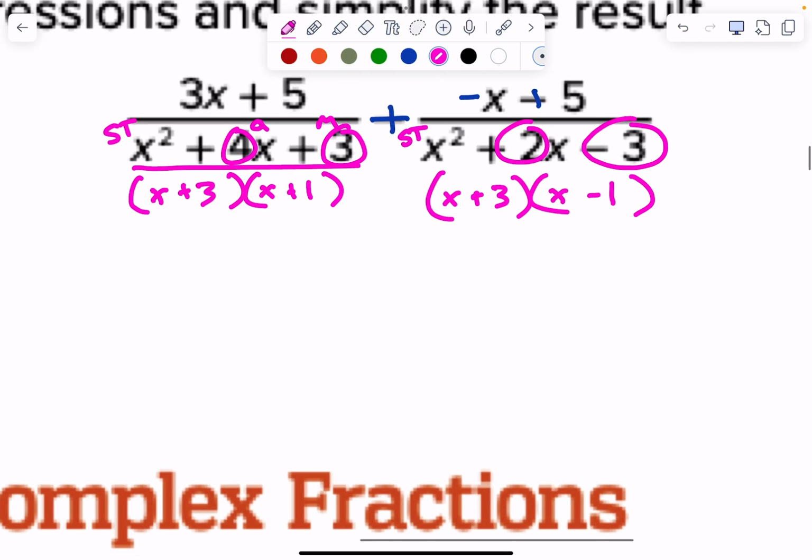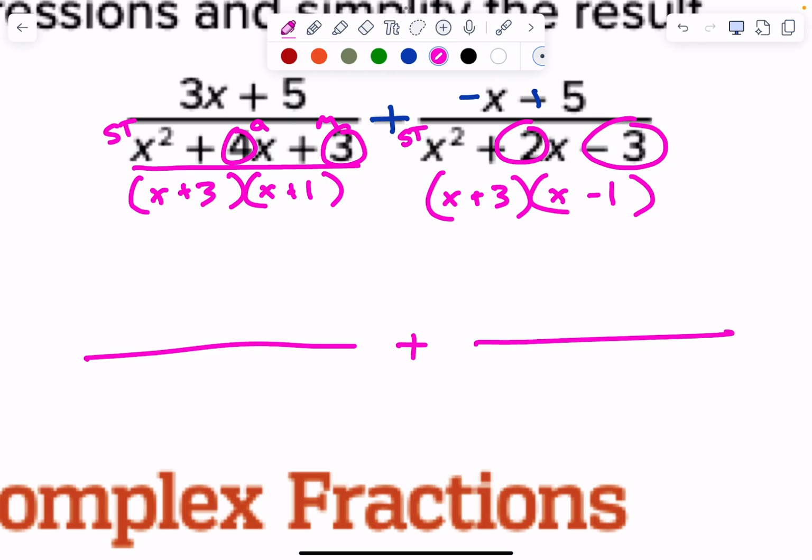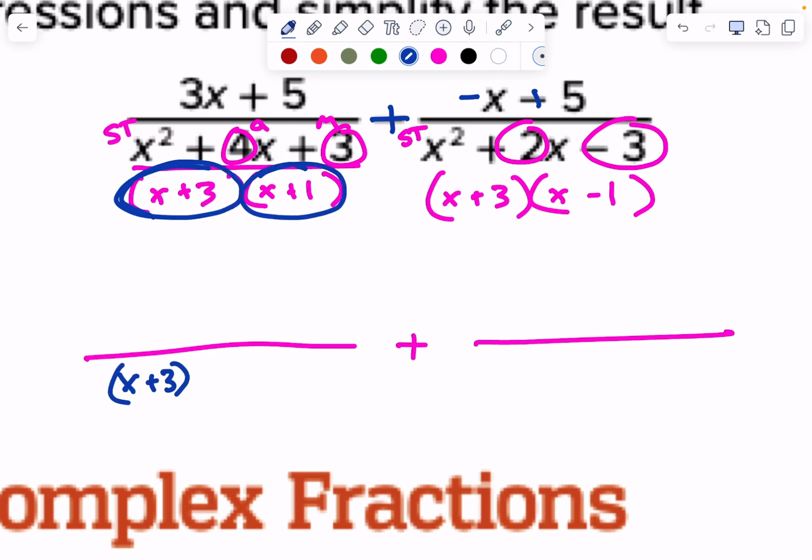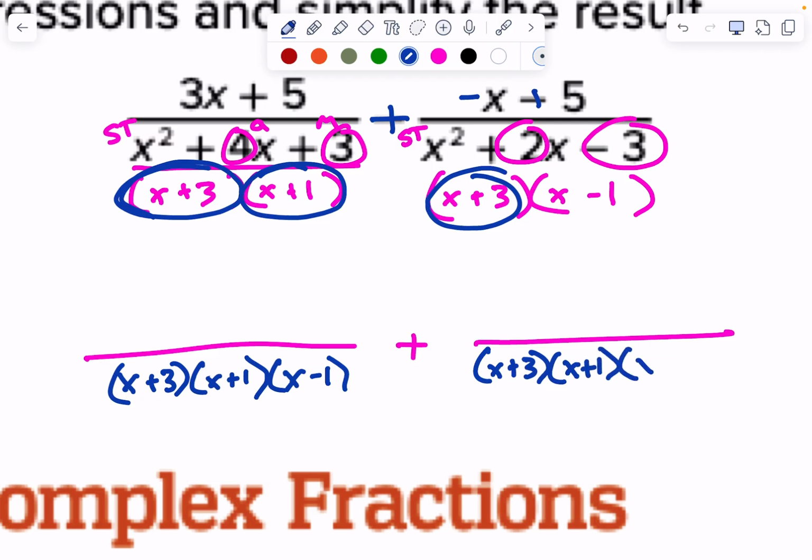So now we have to choose what our denominator is going to be. I'm looking at my denominator, and I'm going to do like a checklist. I need an x plus 3. I need an x plus 1. I need an x plus 3, but I already have one, so I don't need it again. But then I need an x minus 1. I need all 3 of those pieces. I'm going to write them over here as well. The more you do this, the more steps you can skip. Some of you can do this in your head a little bit.